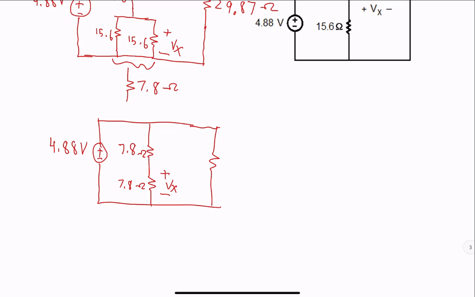And also on the right hand side we have a resistor of 29.87 ohms. Notice that between these two nodes the voltage is controlled by the source, and 29.87 has nothing to do with that. I have two resistors of 7.8 ohms equal, so Vx is simply half of the source voltage.